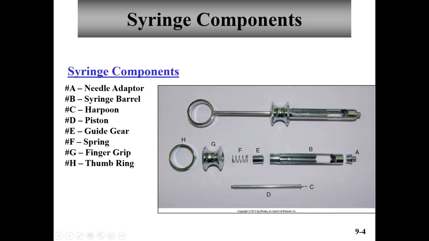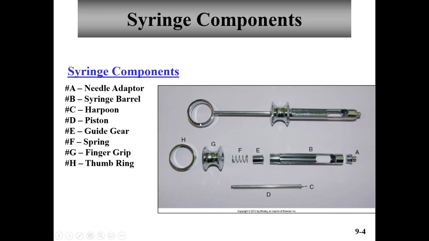And then the syringe barrel, you're going to hear me talk a lot about the barrel. It makes up the bulk of the syringe, and I'll talk to you about which way to move the barrel and how to align the barrel. So that's what we're talking about, this portion of the syringe right here. The harpoon is a sharp end of the piston, which is this piece right here. The piston connects to the thumb ring. It screws in, it goes through the finger grip into the thumb ring.